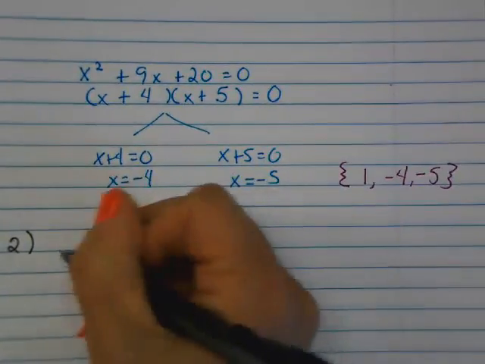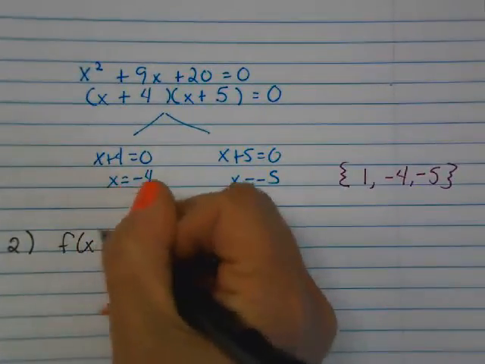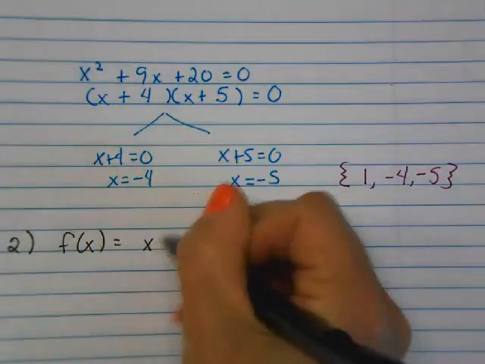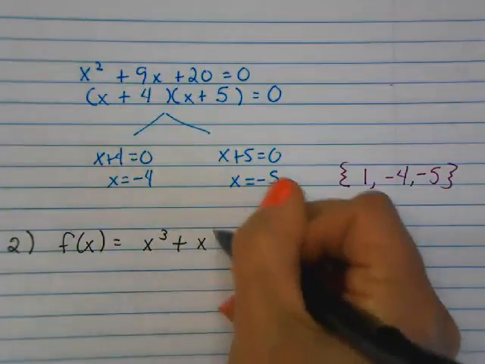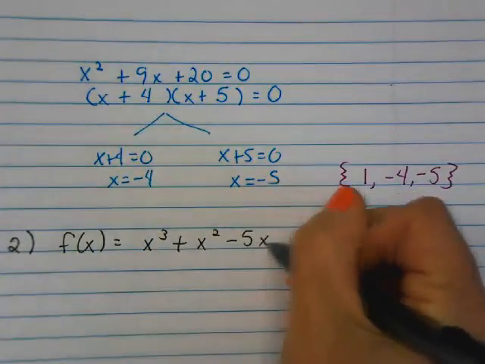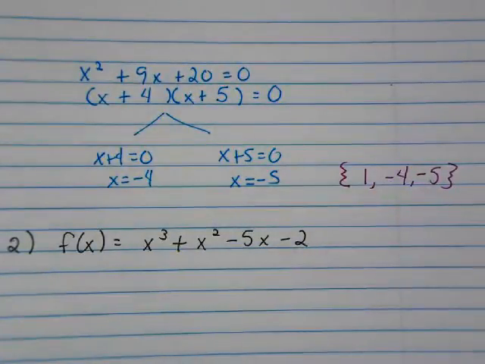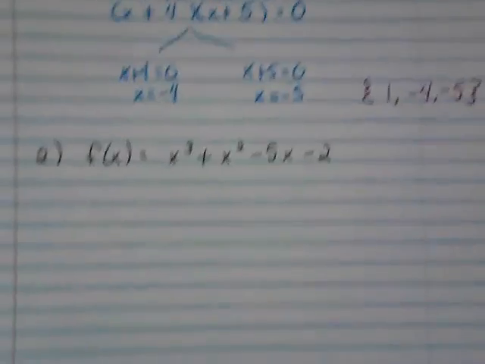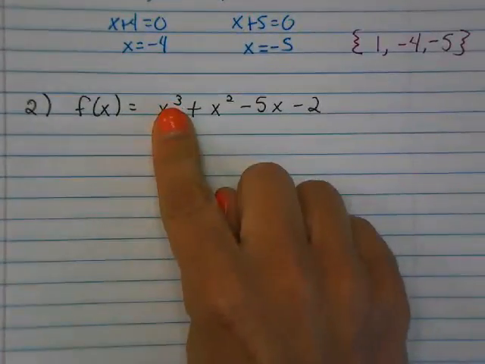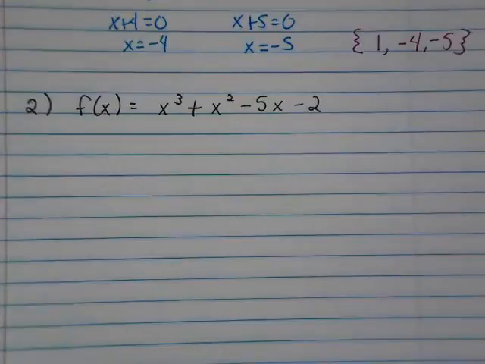So this time I have f of x is equal to x cubed plus x squared minus 5x minus 2. And before I start this one, I want to ask you guys, how many factors would this have? Or how many zeros would it have? And remember, it's the power of the highest exponent that tells us this should have 3 roots. So I should be looking for 3 numbers.